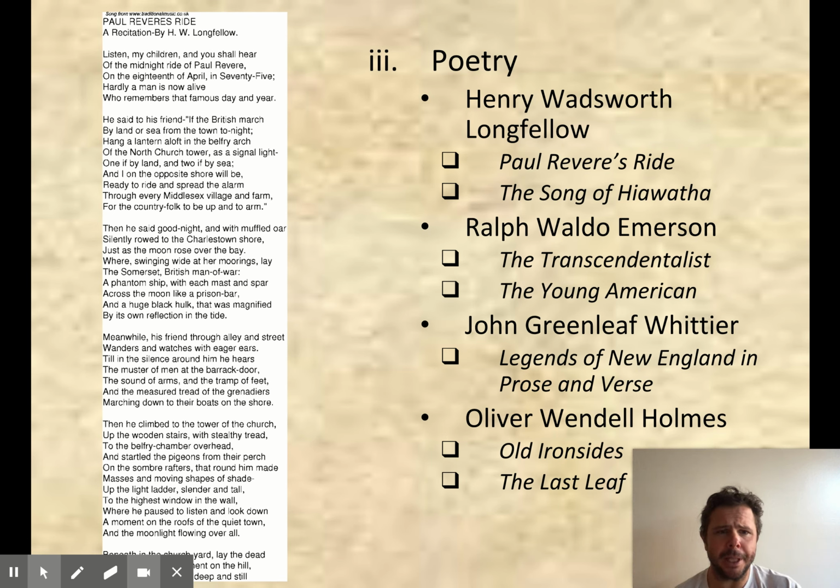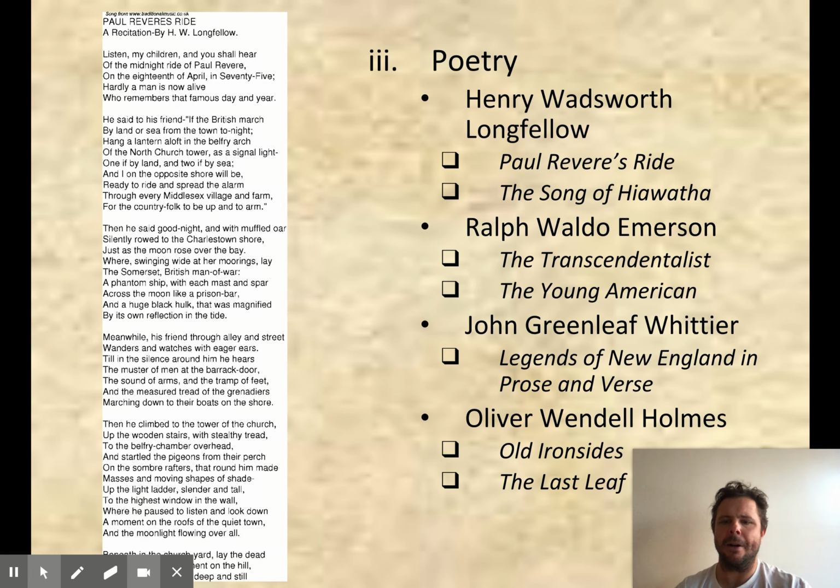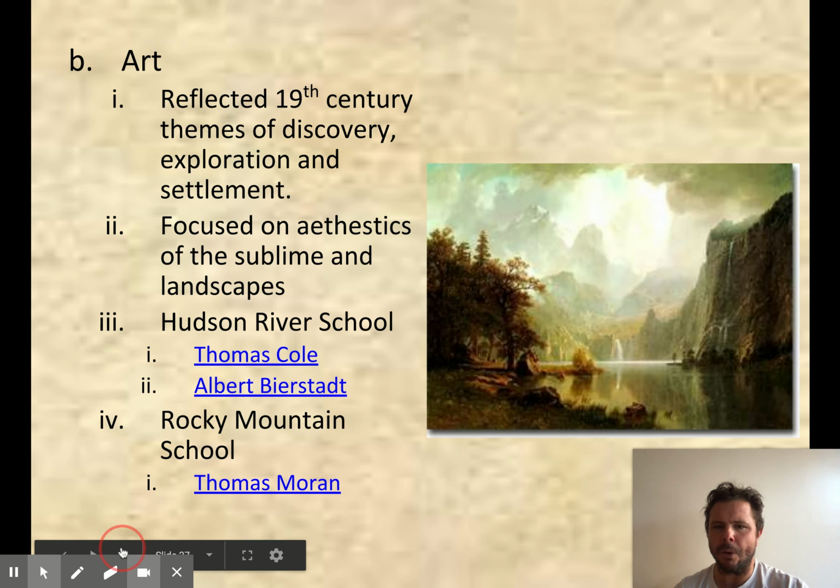Ralph Waldo Emerson begins the process of thinking and making thinking not be as fun as it sounds. He starts the Transcendentalist movement, which we'll get into later. We have John Greenleaf Whittier's Legends of New England in Prose and Verse. What does it mean to really be an American? What is New England like versus England? And Oliver Wendell Holmes is writing things like Old Ironsides and The Last Leaf. So poetry is abounding in America as well. It's not just for British folks anymore.